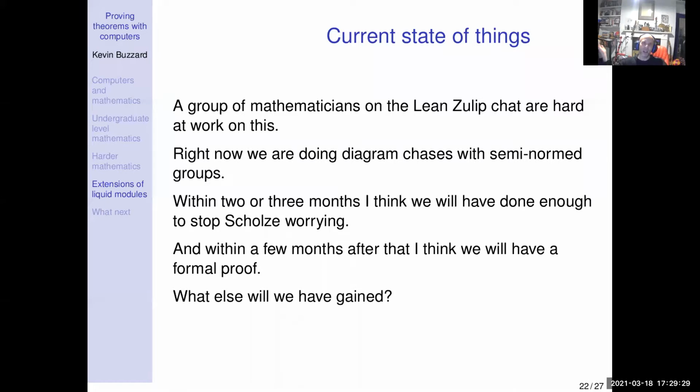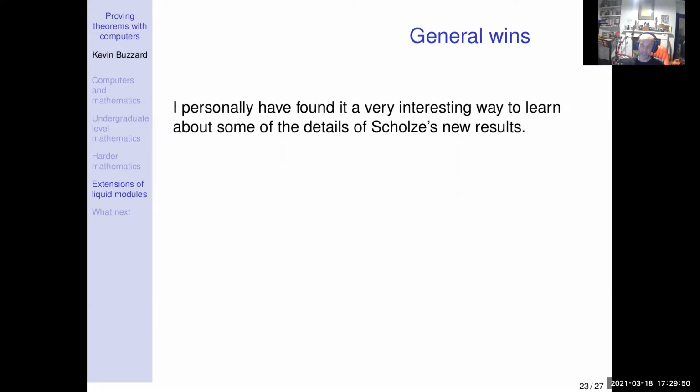And what will we have gained, right? So a bunch of people will look at us and say, well, Scholze said it was true. I checked some of the details. It's unsurprising that all of the details are true. What have you actually done? What was the point of checking on a computer that it was true? And so here's maybe my answer to this question.